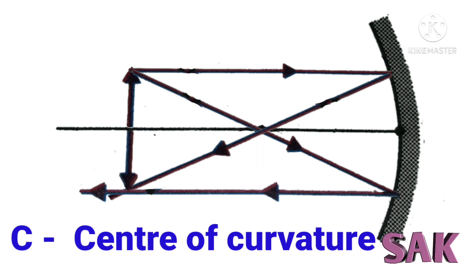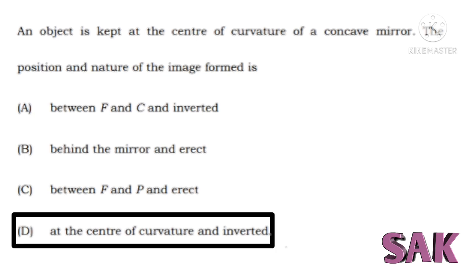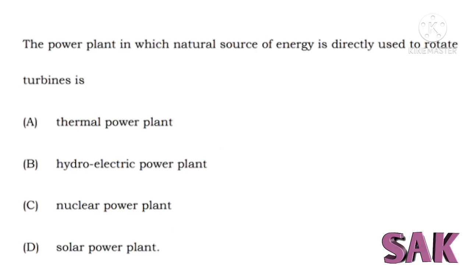Now let us come to the question. An object is kept at the center of curvature of a concave mirror. The position and nature of the image formed is. As we have already observed, correct answer is at the center of curvature and inverted. Next question. The power plant in which natural source of energy is directly used to rotate turbines is.